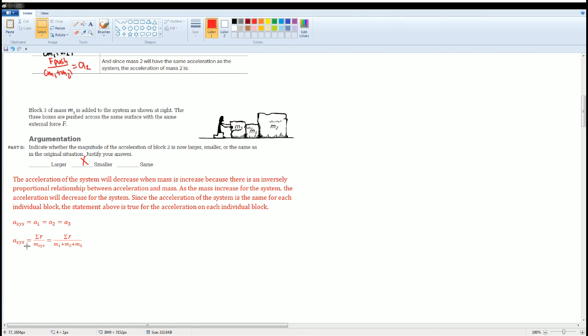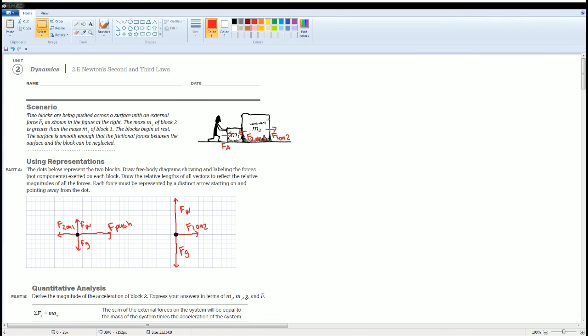So the a of the system is going to go down because you have the addition of the third mass. Again, because I said it, inversely proportional. But there you go. These are all your solutions for 2E.